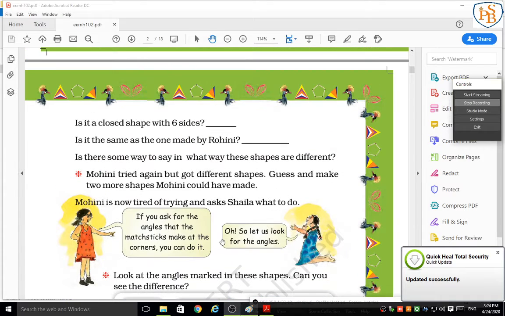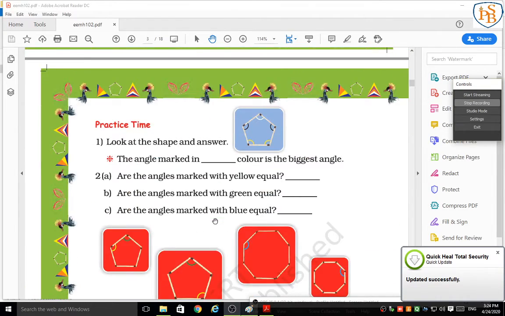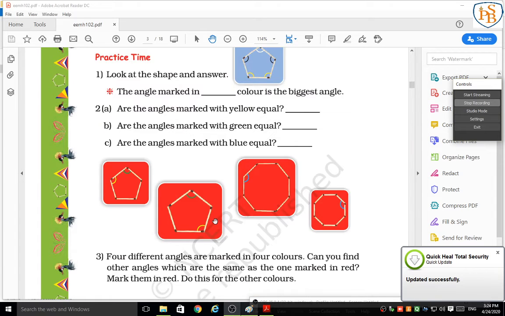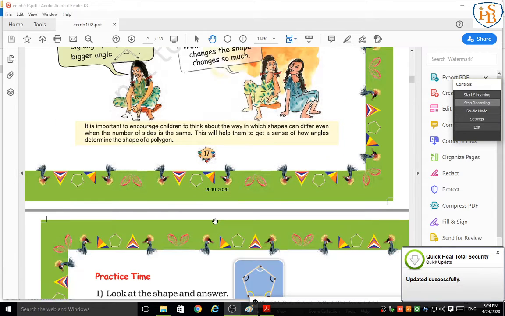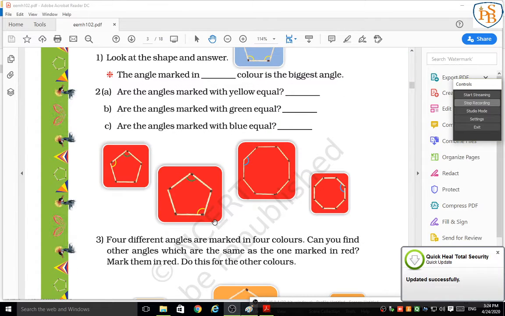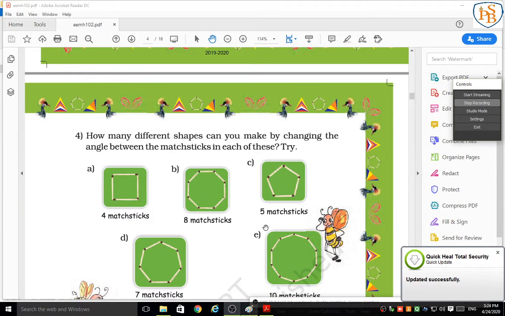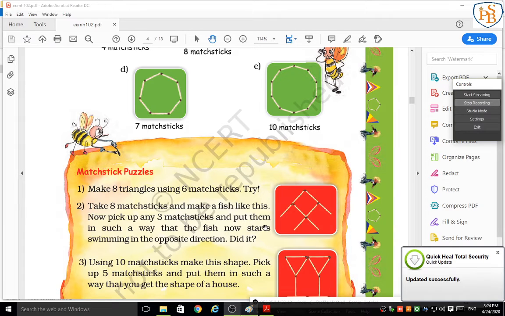We already learned in part 1 the different types of shapes that Rohini and Mohini made with matchsticks. With that we learned the number of sides, and whether the shape was closed or open. After that we learned about angles: an angle measuring 90 degrees is called a right angle, more than 90 degrees is an obtuse angle, and less than 90 degrees is an acute angle. These different types of angles we have already learned, correct.